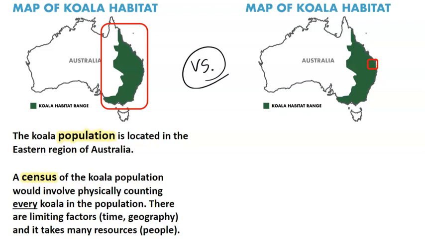The koala population, that means every single koala in Australia, is located in the eastern region of Australia. So a census of the koala population would involve physically counting every koala in the population. But there are limiting factors. It would take a long time, and geography, there'd be challenges in reaching them all. And it would also take many resources. One would need many people on this task.